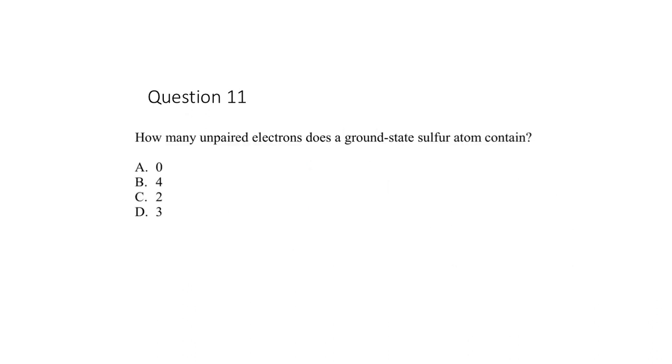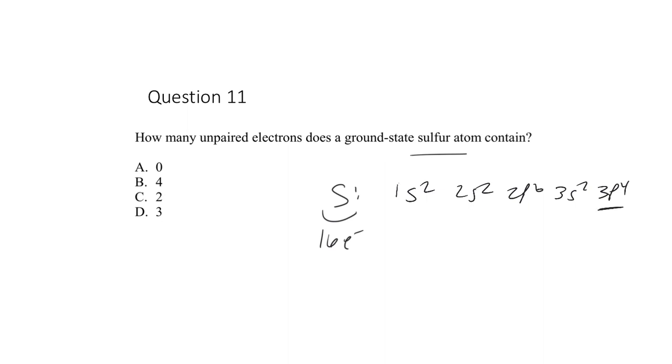How many unpaired electrons does a ground state sulfur atom have? So sulfur has 16 electrons. It's in the third row of the periodic table. For the full configuration, it's 1s2, 2s2, 2p6, 3s2, 3p4. It lands underneath oxygen. Oxygen's 2s2 2p4, so we have 3s2 3p4. If we count up our electrons, 10 is the neon configuration, plus 2 plus 4, so 10 plus 6 is 16, so that checks out.